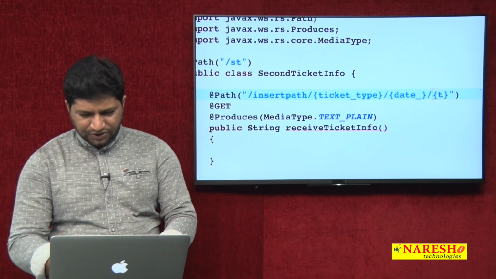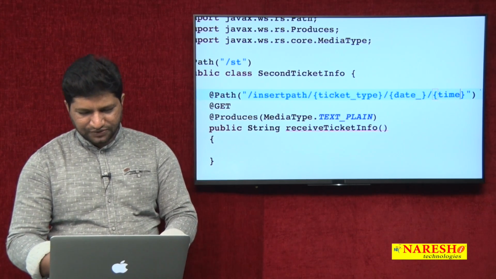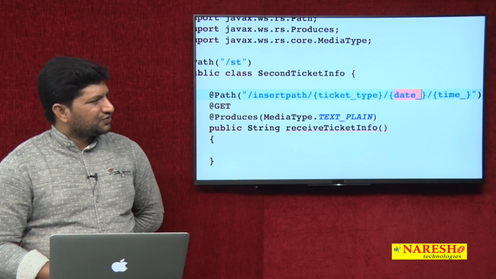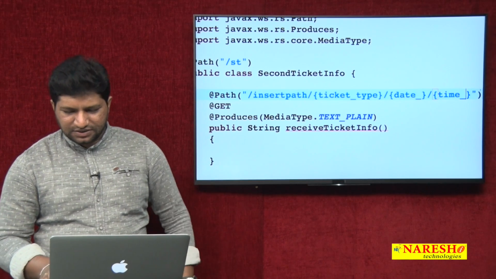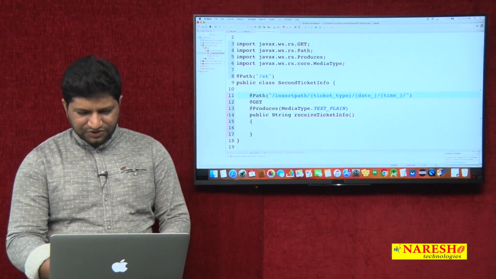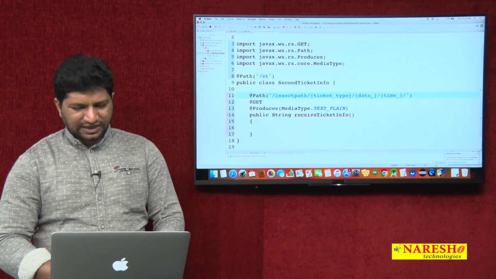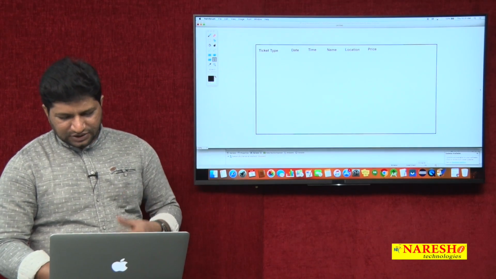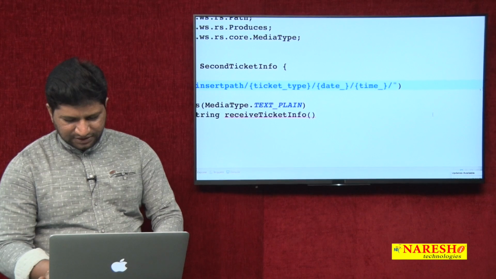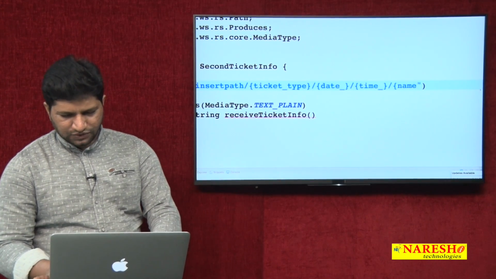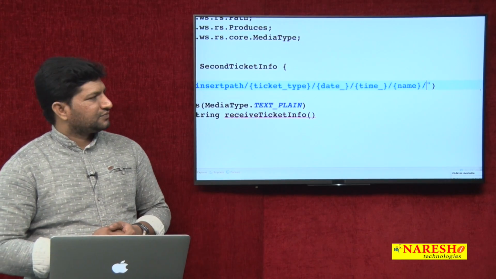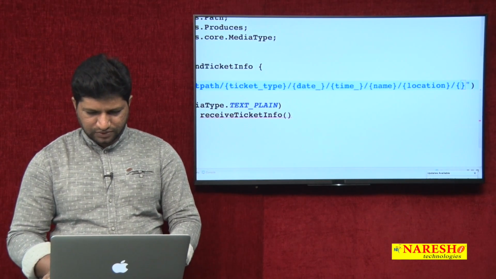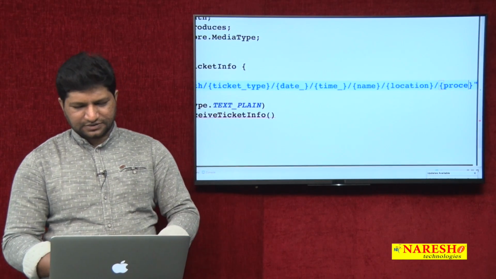One more parameter we want to receive is time, okay. So date is one thing, and one more thing is time. What's the next information we want to receive? Date, ticket type, date, time, name, location and price. So, let us configure the path. What is the name, slash, next the location, slash, the price.